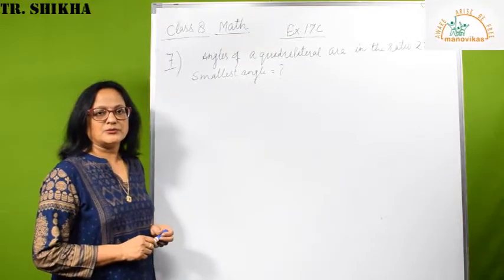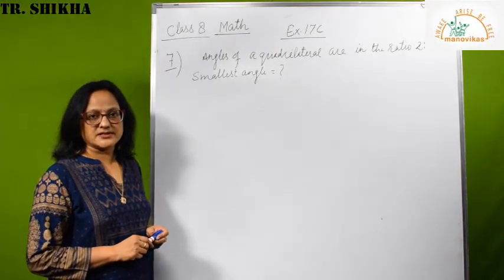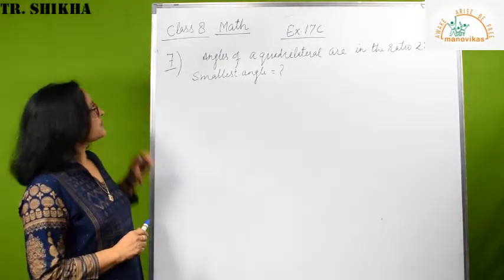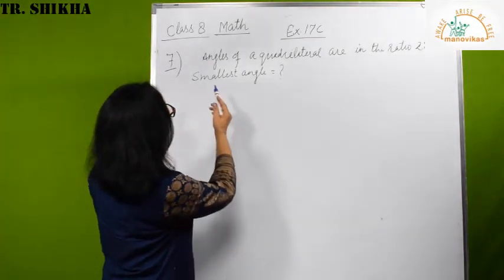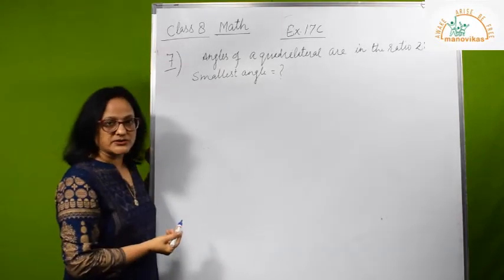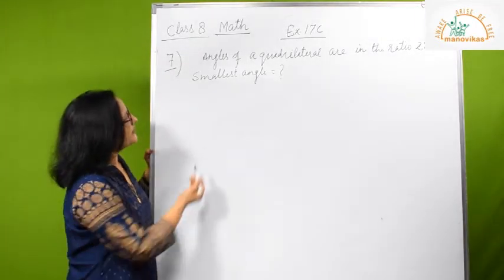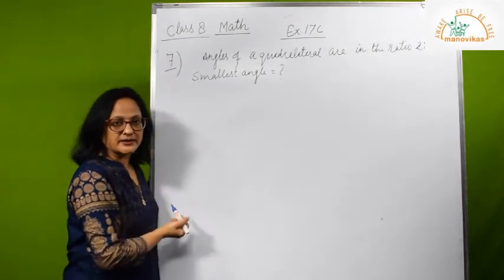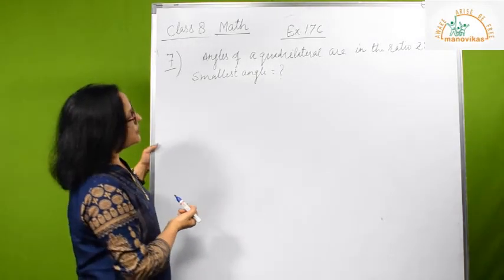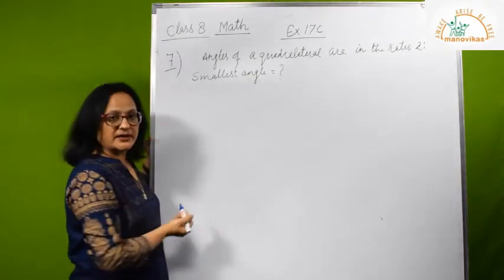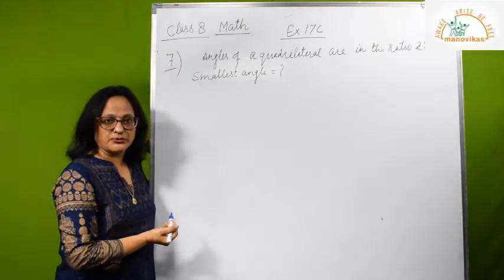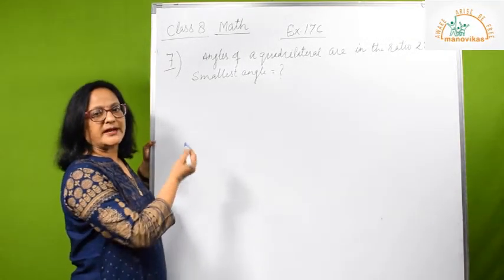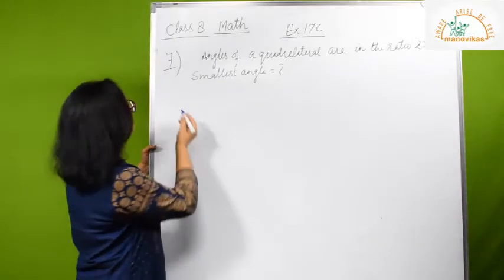Children, today I am going to start exercise 17C. I am taking question number 7. In this question, you are given the ratio of 4 angles of a quadrilateral, and you have to find the measure of the smallest angle in degrees. As you know, when you are given the ratio, we convert the ratio into variable form. So we will use that method of solving this question.